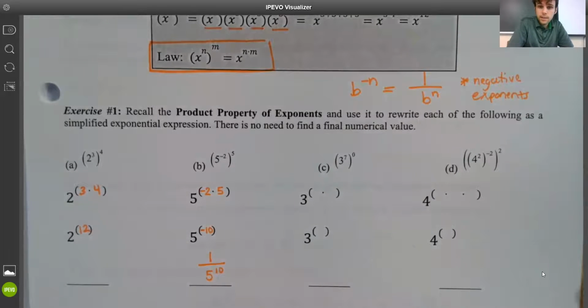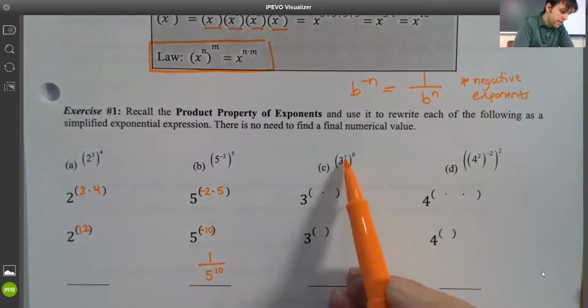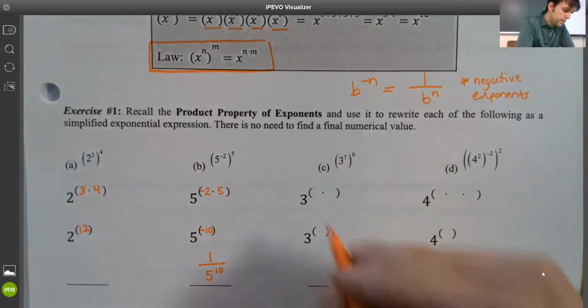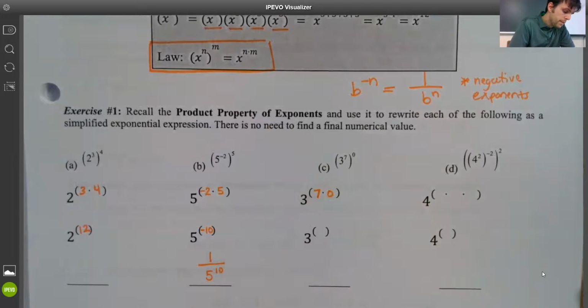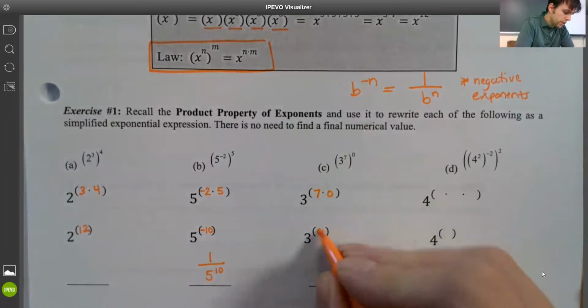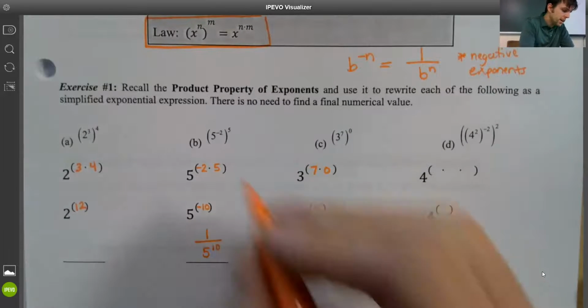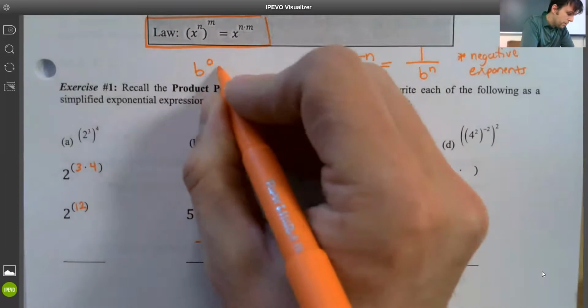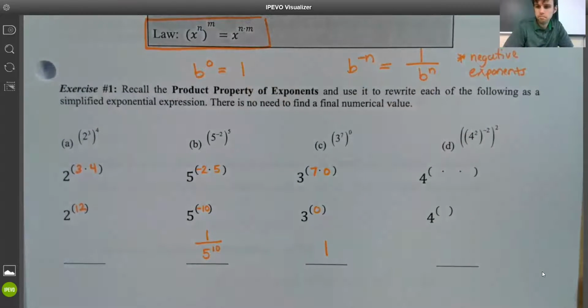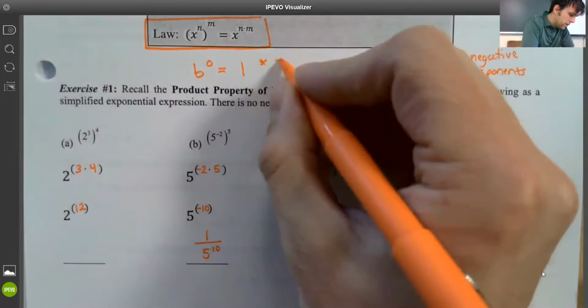Okay. Third one here, letter C. Again, multiply those exponents together. 7 times 0. Anything times 0 is just 0. And then we have this property of what we do when our exponent is 0. We define that to be equal to just 1. That's just the rule here. So any base to the 0 power is just going to equal 1. That's it. It's just the way we define that. Again, that's for a 0 exponent.